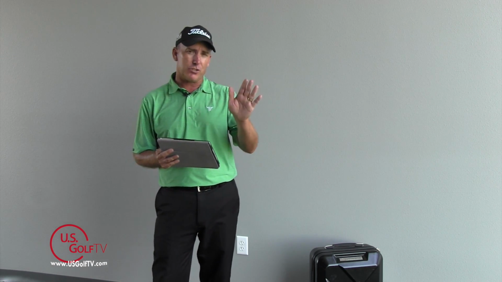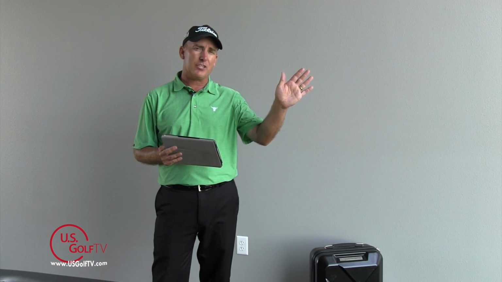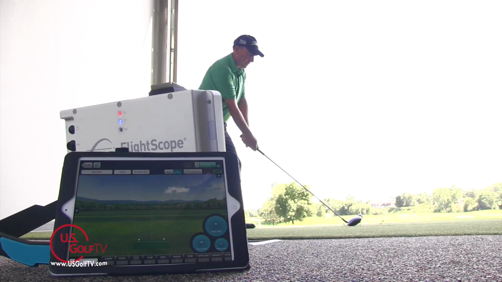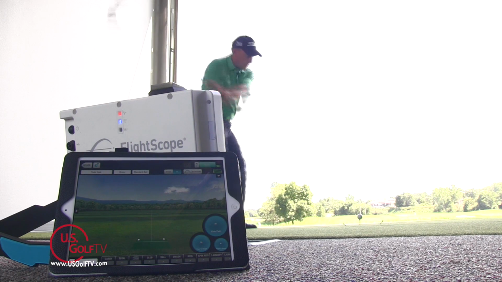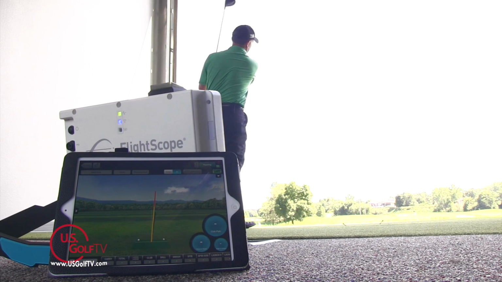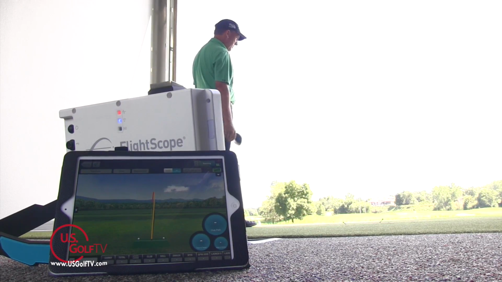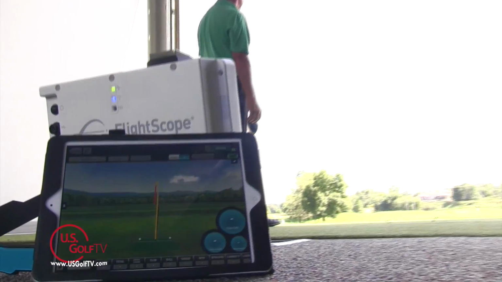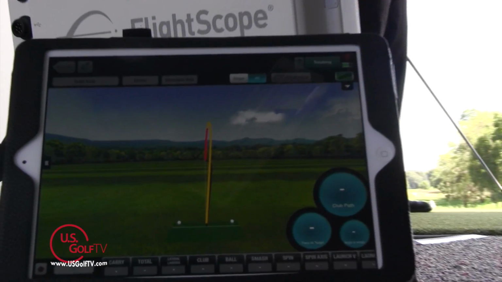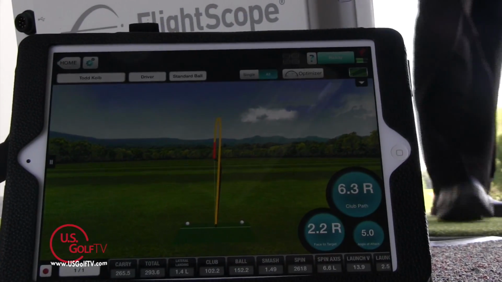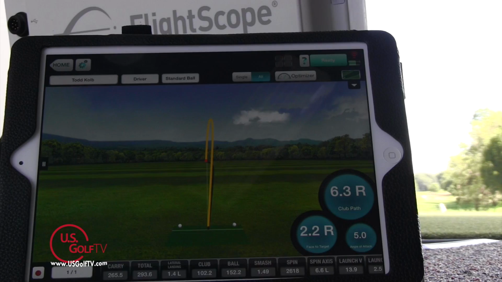That means the ball is going to start to the right, and it's going to have a nice high draw. When I combine that with an angle of attack that's positive, I'm going to get maximum distance. So on that particular shot right there, that ball carried 265 yards. It had a nice slight draw to it. Positive angle of attack, path to the right, face also open, but not quite as far to the right as the path, nice high draw.